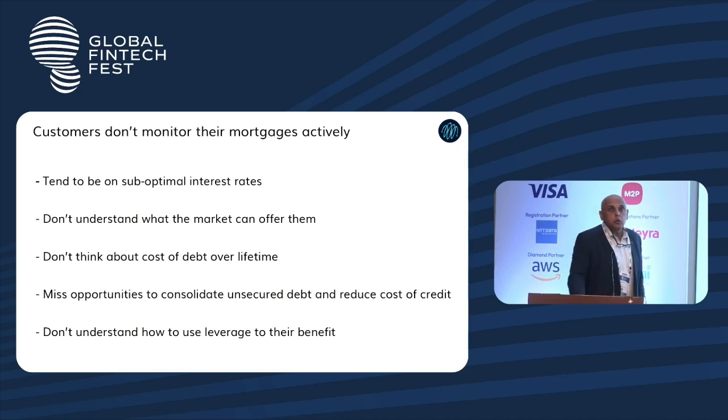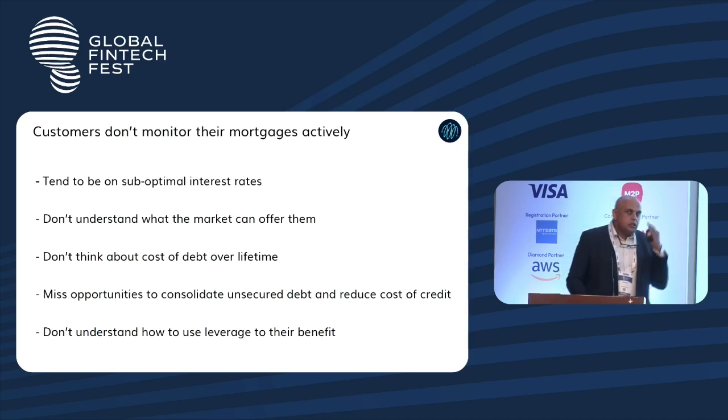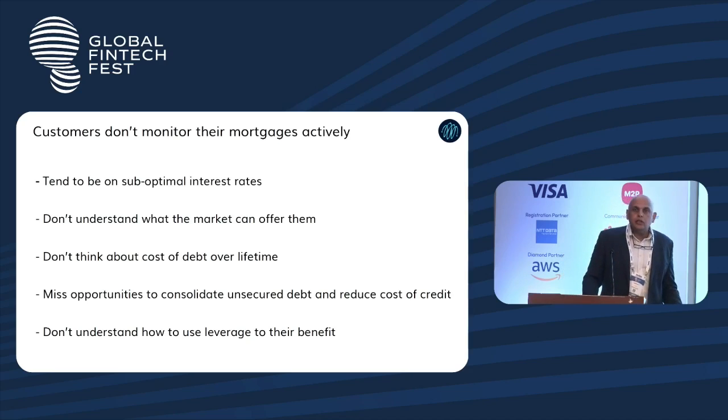So many customers tend to be on suboptimal rates because people don't actively monitor their mortgages. They don't necessarily understand what choices they have and how they can improve their costs. They don't think about their cost of debt over the lifetime of the debt. It's just a transactional decision that is often made. They miss opportunities to consolidate unsecured debt and reduce the overall cost of their debt. And finally, they don't understand how to use leverage to benefit and improve their financial situation.